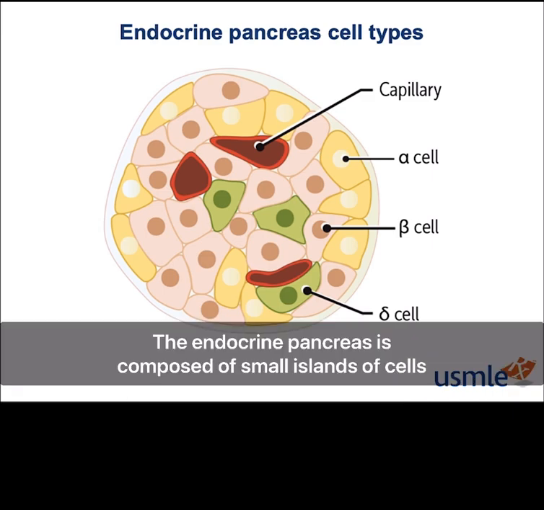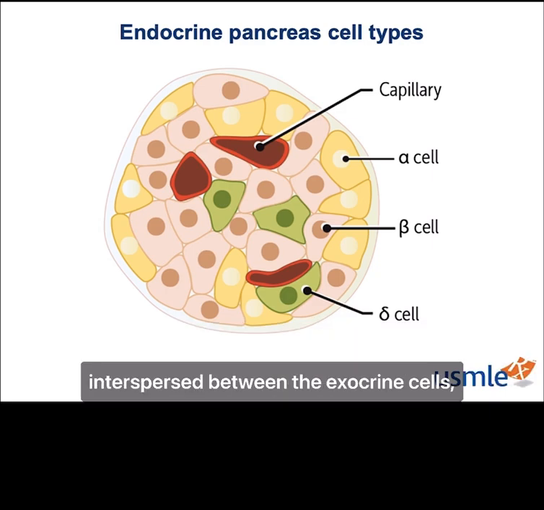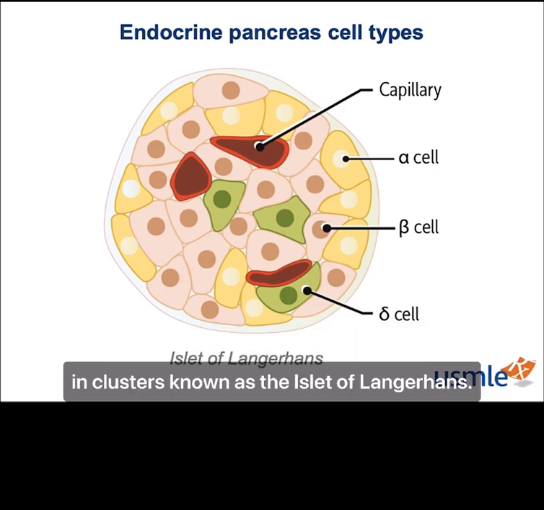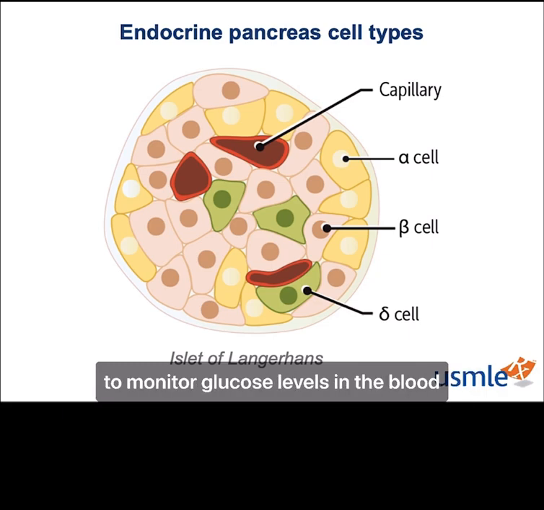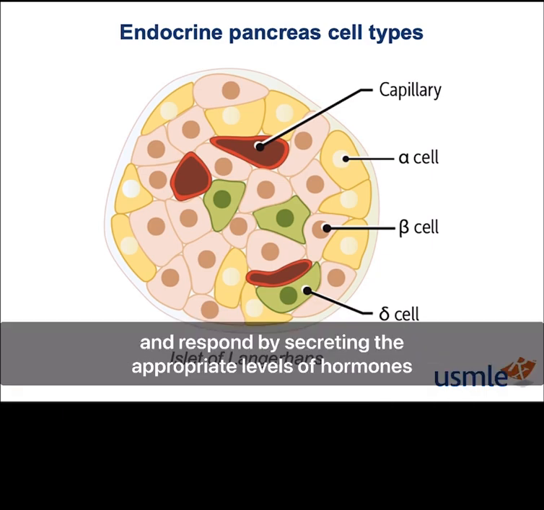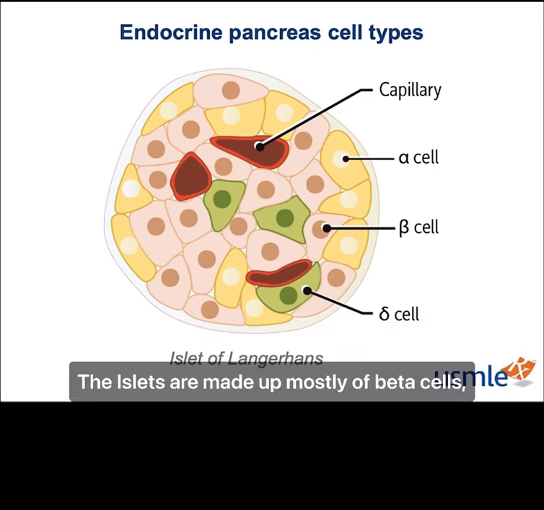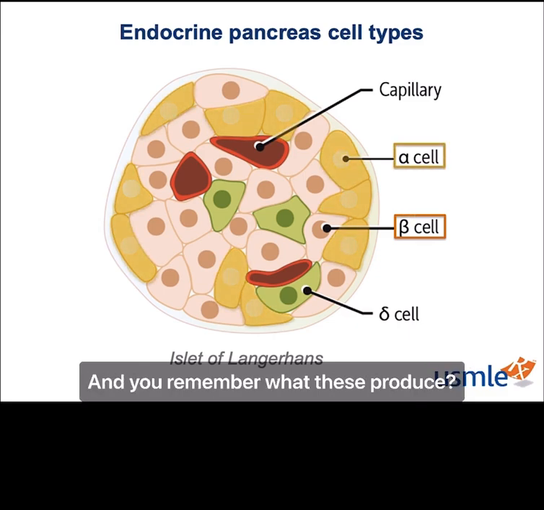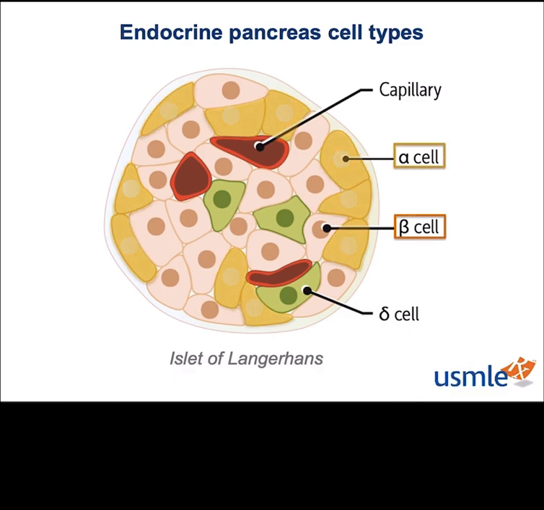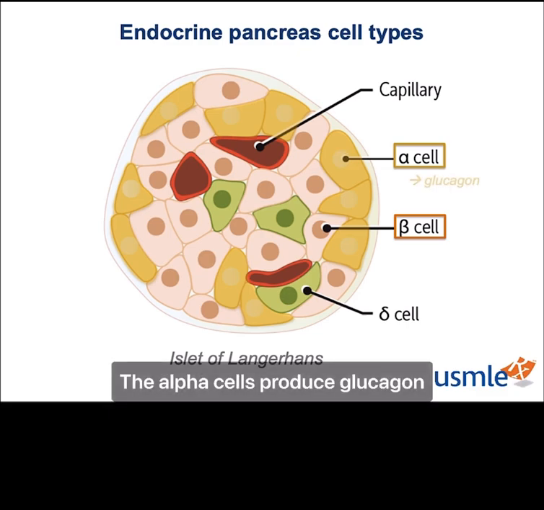The endocrine pancreas is composed of small islands of cells interspersed between the exocrine cells in clusters known as the islets of Langerhans, and these are richly vascularized to monitor glucose levels in the blood and respond by secreting the appropriate levels of hormones into the bloodstream. The islets are made up mostly of beta cells, with alpha cells at the periphery. And you remember what these produce? The alpha cells produce glucagon, and the beta cells produce insulin.